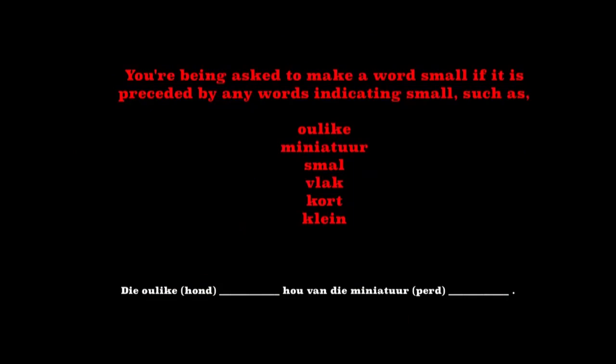So, how do you know? If a word in brackets is preceded by anything that indicates small, such as oulike, miniature, small, vlak, kort, or klein, then you know the word in the brackets needs to be changed to the Verkleiningvorm. So hond will become hondjie. Excuse my handwriting. And paard will become paardjie. Because they both end in D, they both just follow the tjie rule.